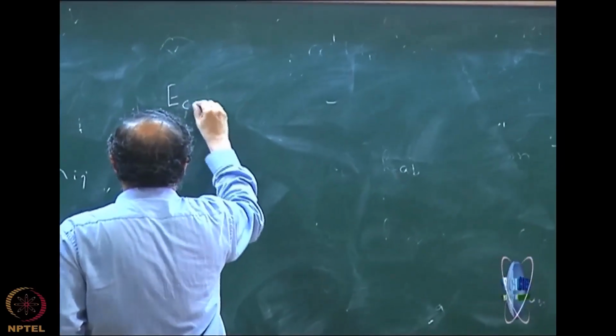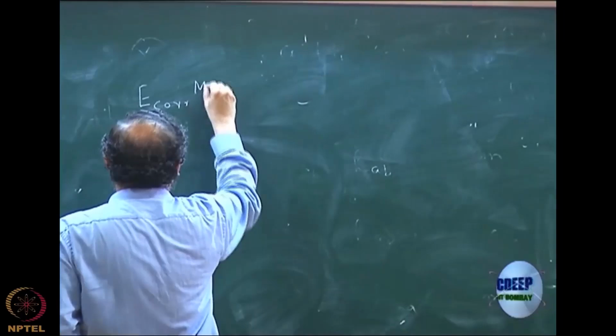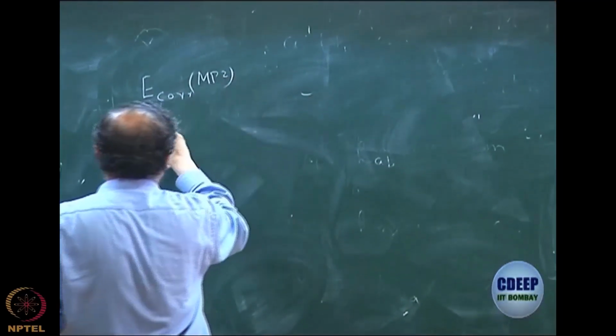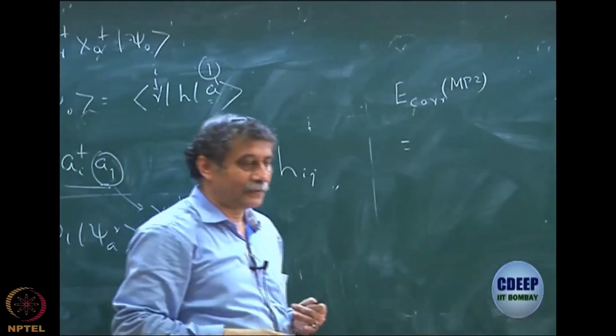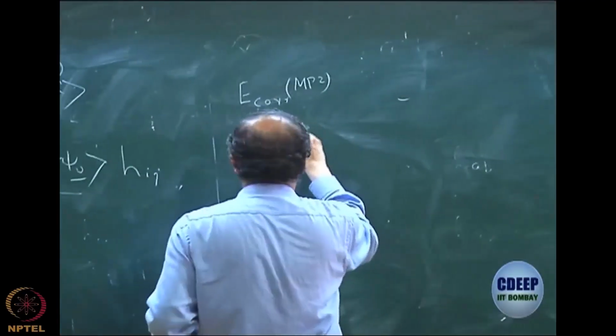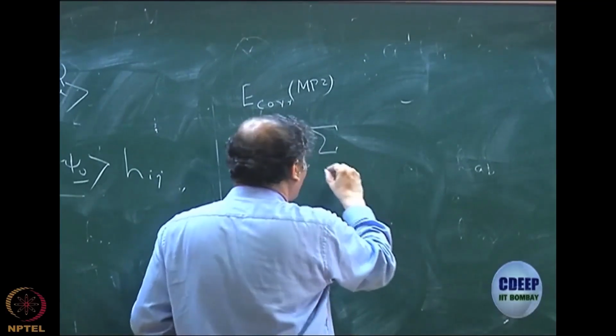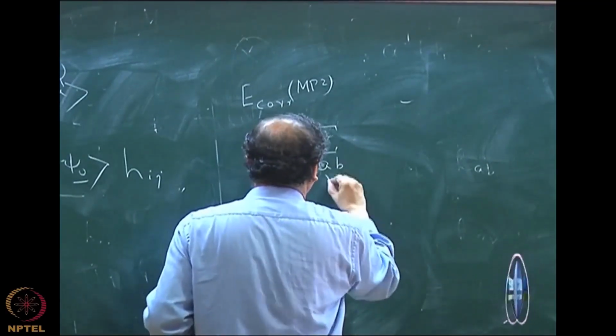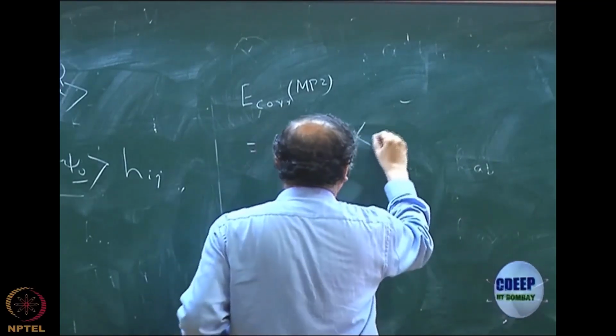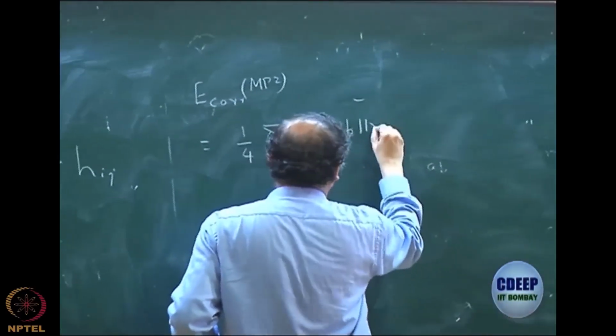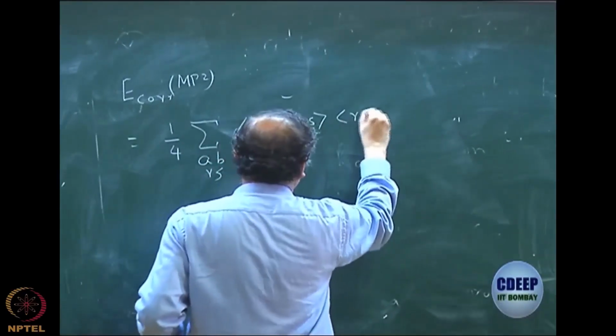E correlation at the MP2 level. Somebody can tell me the expression? 1 by 4, ABRS, ABRS, RSAB.